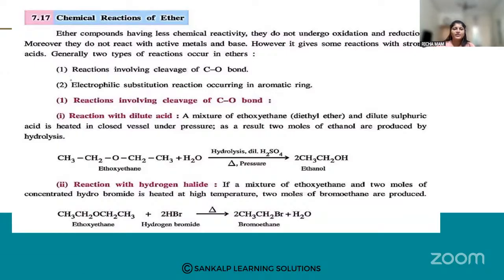So the structure of ether is R-O-R'. The reaction can occur in two ways: one involves cleavage of the C-O bond, and the other is electrophilic substitution reaction occurring in the aromatic ring. Let us first see the reaction involving the cleavage of the C-O bond.